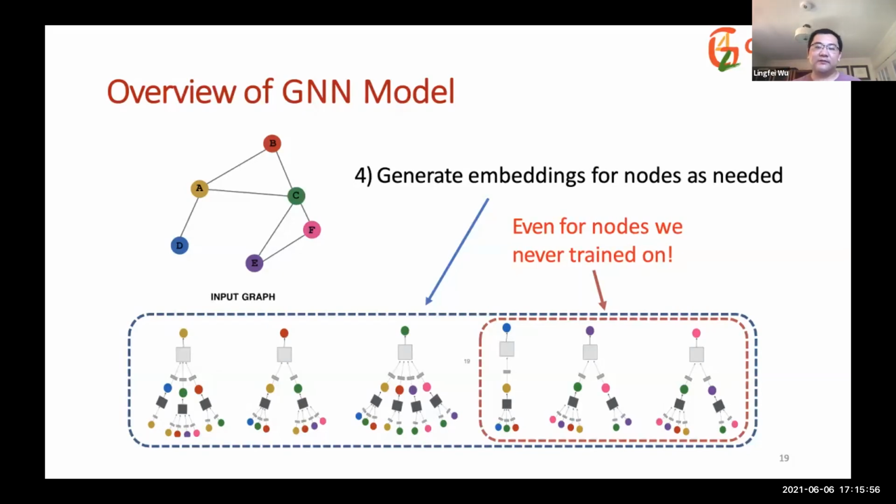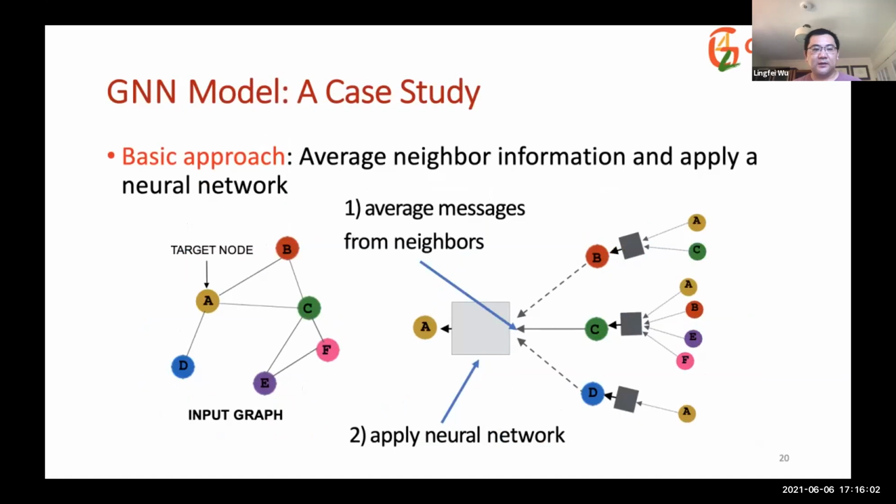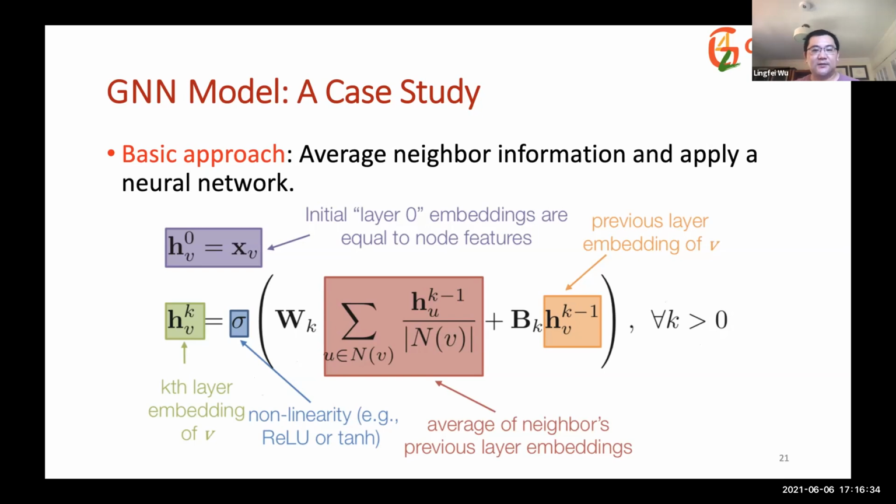So even for a node that we never trained on before, in the testing phase we can still generate the embedding for the node that we never saw. Okay, so now let's give a very simple aggregation function. We assume that we're using an average function. So we average the neighborhood information and apply a neural network. We just average the messages from the neighbors, and then we can propagate the message and learn the representation for each node. And this is basically the math behind this message passing process.